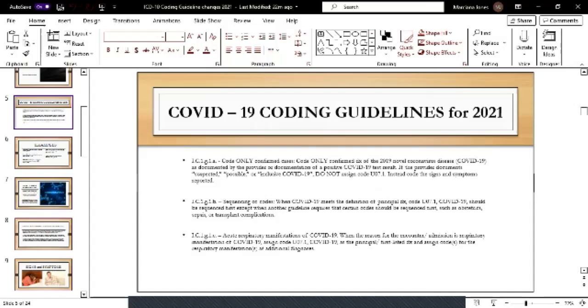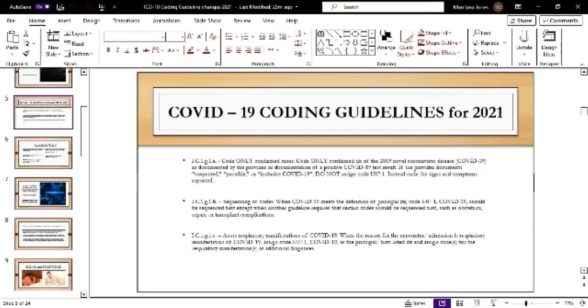COVID-19 coding guidelines for 2021. Code only confirmed cases. Code only confirmed diagnosis of the 2019 novel coronavirus disease as documented by the provider, or documentation of a positive COVID-19 test result. Now, if the provider documents suspected, possible, or inconclusive COVID-19, do not assign U07.1. And instead of saying O, I'll say 0, so you won't get confused with the letter O in coding.